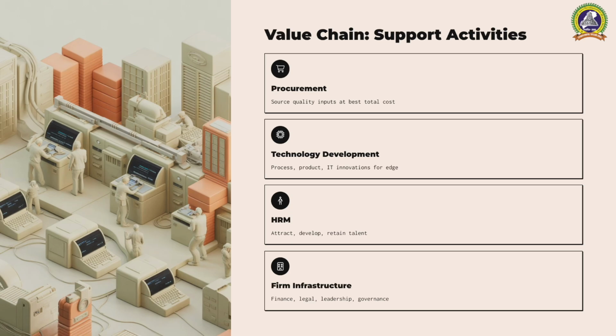Now, fourth, we have firm infrastructure. This is the backbone of the organization. It includes finances, the legal structure, and management structures. Insufficient infrastructure wastes resources and can even affect the firm's reputation or leave it open to fines.